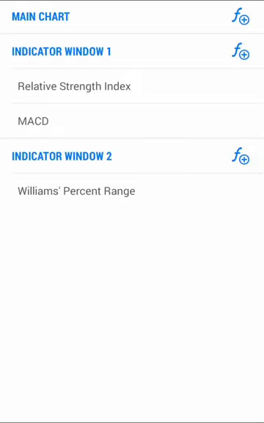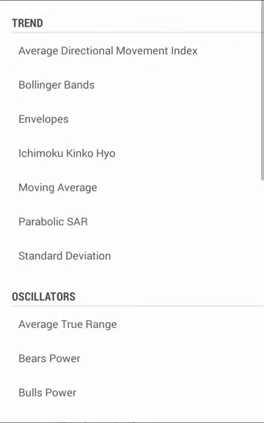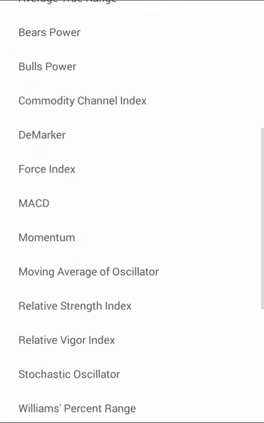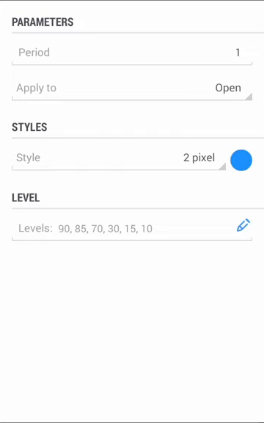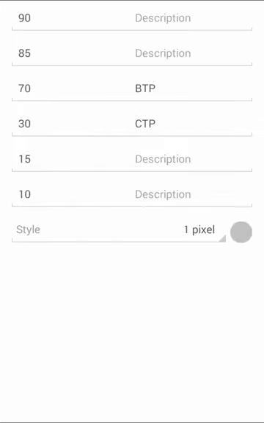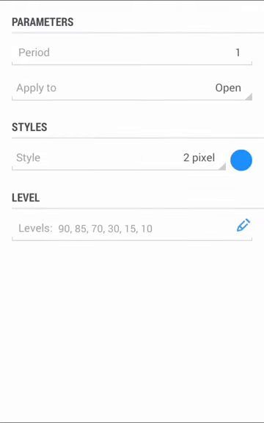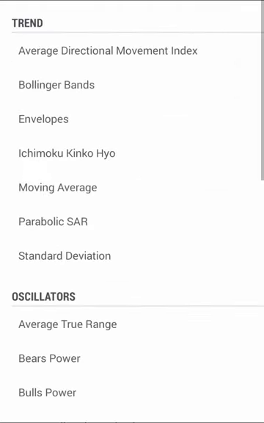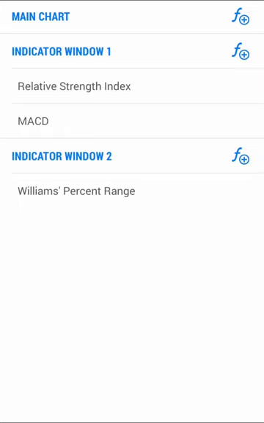First of all, you'd want to click on the main chart and set up the RSI like this. The levels should be set like this: 90, 85, 70, 30, 15 and 10. Now you see that at the 70 level I indicated BTP, and also on the 30 level I indicated the CTP. Okay, just set yours like that, and then immediately after that the indicator window 1 will be shown.